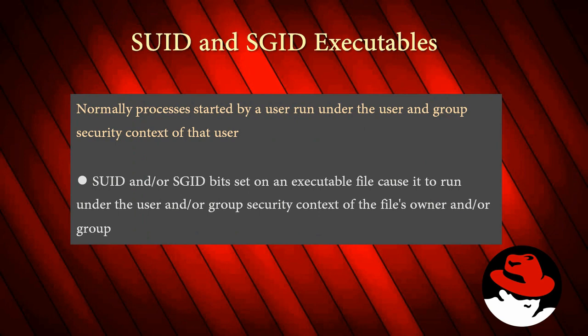Then there are SUID and SGID, set user IDs and group IDs. Normally, a process started by a user runs under the user and group security context of that user. SUID and SGID bits set on an executable file cause it to run under the user or group security context of the file's owner or group.